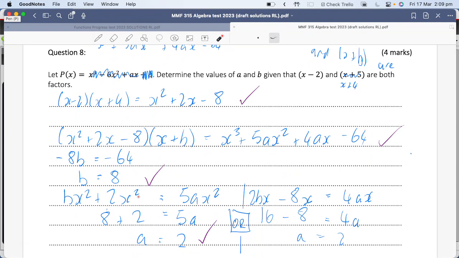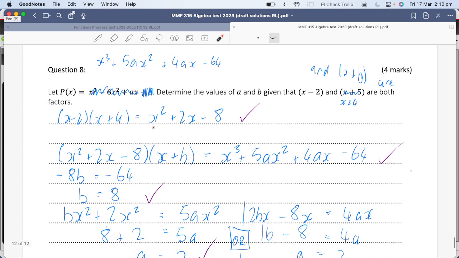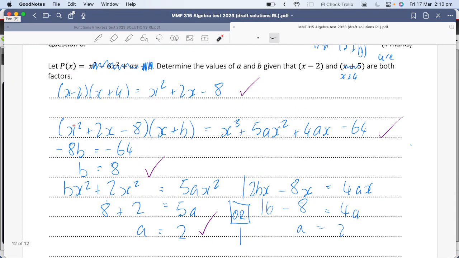But what I can do is see that for the x squared terms, I feel like I've missed the a somewhere. No, I haven't. For the x squared terms, I'm going to get the x squared by multiplying x squared by b. That'll give me bx squared. And 2x by x will give me x squared. That's the only way I can get an x squared term when expanding this. So rather than expanding the whole lot, I'm just expanding the bits that will give me the x squared. So that ends up being bx squared plus 2x squared equals 5ax squared.